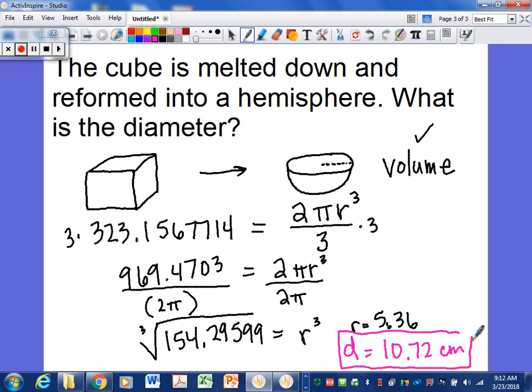So whenever we have a problem where something is changing shape, remember that the volume stays the same. So we need to figure out the volume formula for every given problem.